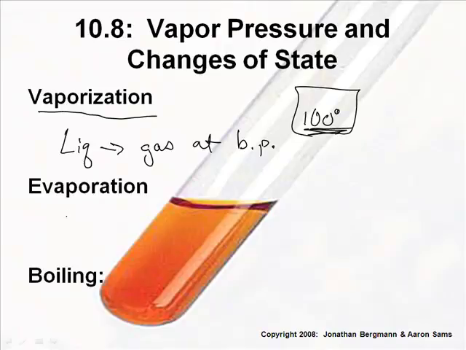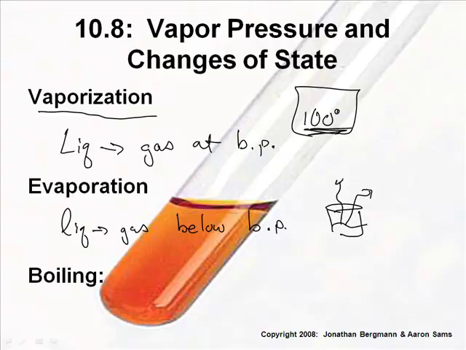Okay, evaporation's kind of a little different. We're still going from a liquid to a gas, but this occurs when we're below the boiling point. You guys know that. If you take a beaker of water and you leave it out overnight, it will evaporate. It evaporates pretty quickly where we live because we live in a dry climate. But in a more moist climate, it would evaporate more slowly. And boiling is even a different thing. That's a liquid to a gas, and that happens when the vapor pressure is equal to the atmospheric pressure.